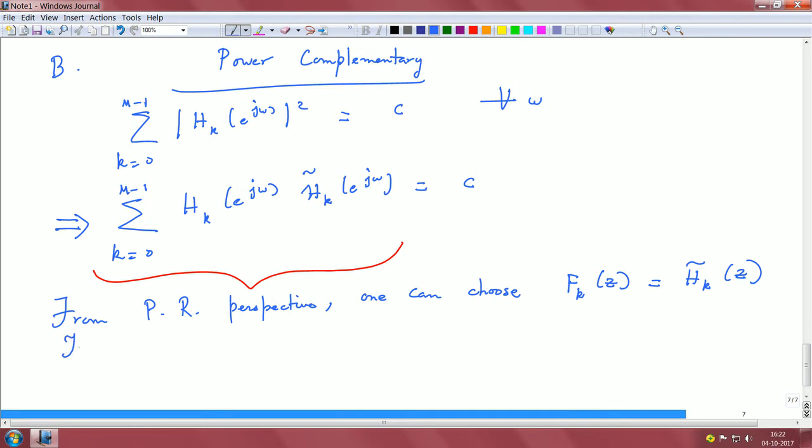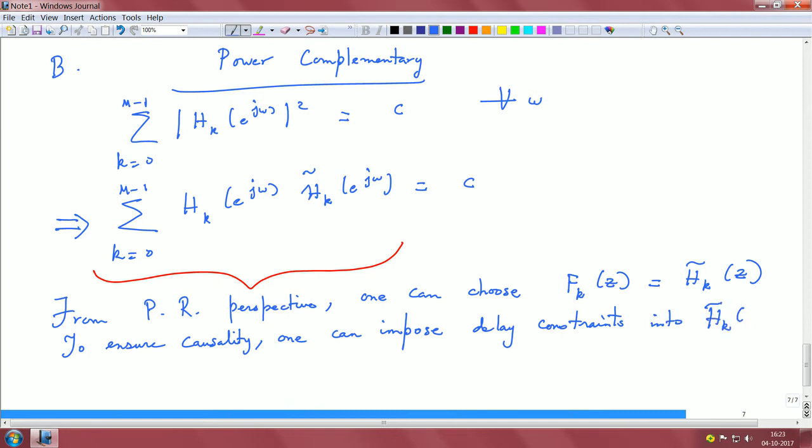Now, to just write it down carefully to ensure causality, one can impose delay constraints into Hk tilde of z, so that the output is delayed, and the delay would be reflected into a factor that would appear along with C. Okay, this is sort of straightforward.